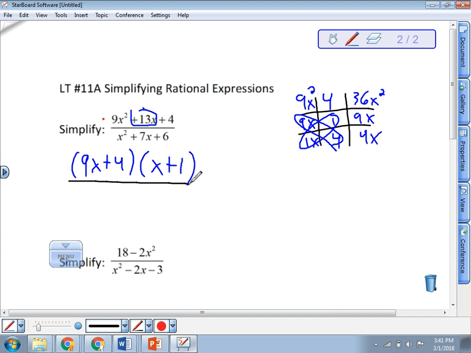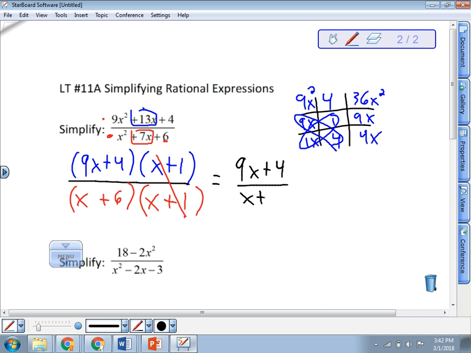Now on the bottom, when I take a look at this trinomial, it does just have an x squared, so I can just do double parentheses. I know x times x, what multiplies to 6, that adds up to positive 7x? Well, that's going to be plus 6, plus 1. Now we look to see if we have any common factors. This will cancel out. So then our final answer is right here. That's just going to be 9x plus 4 over x plus 6. This right here, what's left?